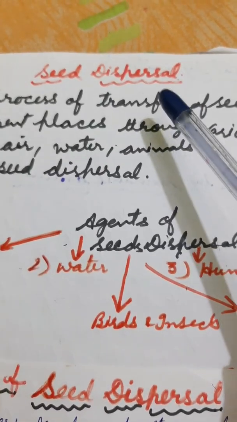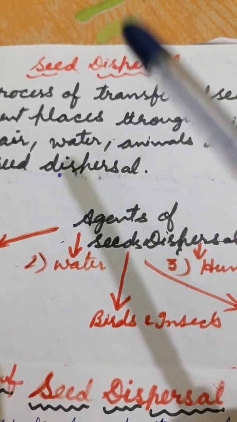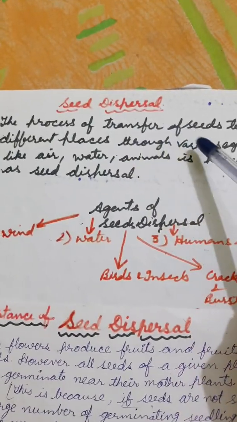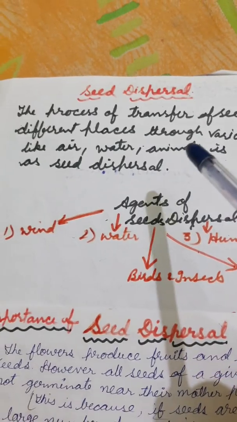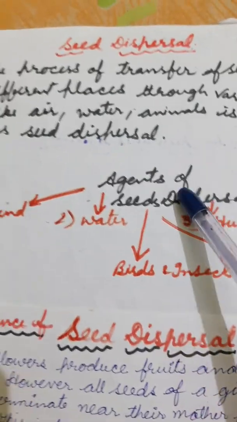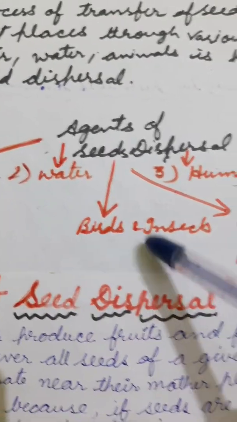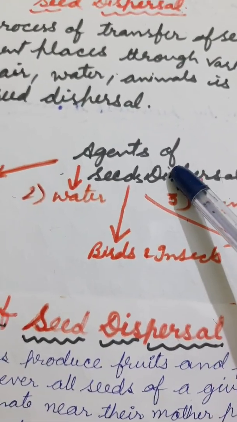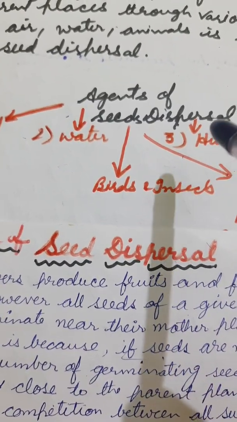Dispersal means just scattering of the seed, or we can say the transferring of seed from one place to another through various agents. So the process of transfer of seed from one place to another through various agents is known as seed dispersal. And who are these agents? Seeds are transferred to various places by factors such as wind, water, birds, humans, animals, etc. And these agents make this process easier. Let us now discuss this process in detail.